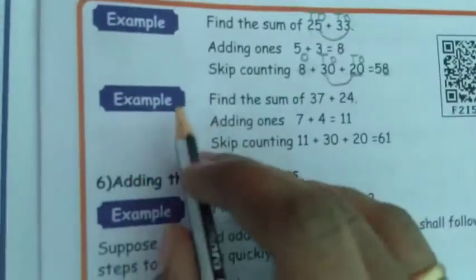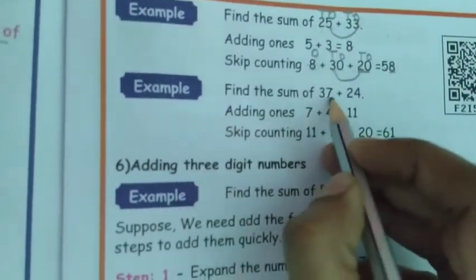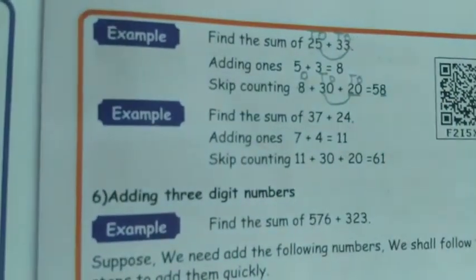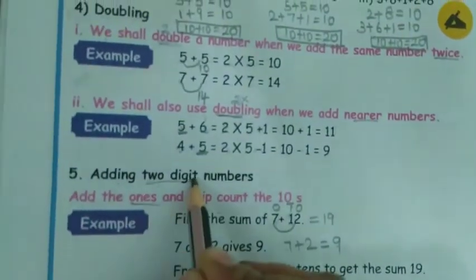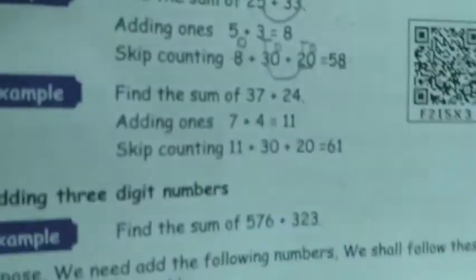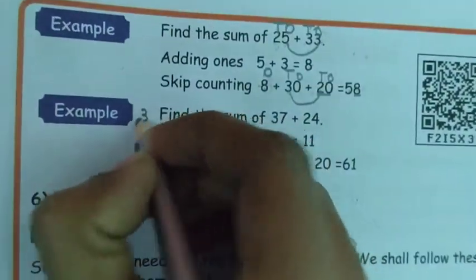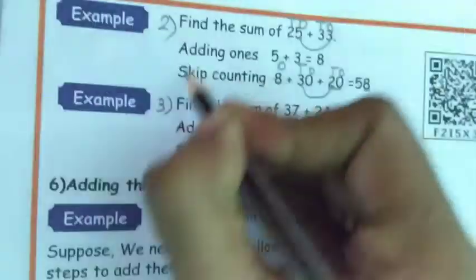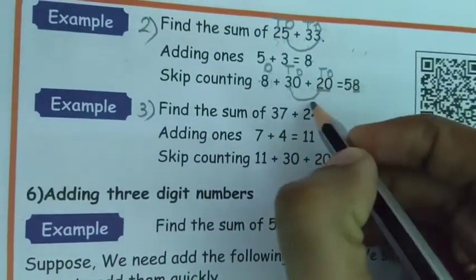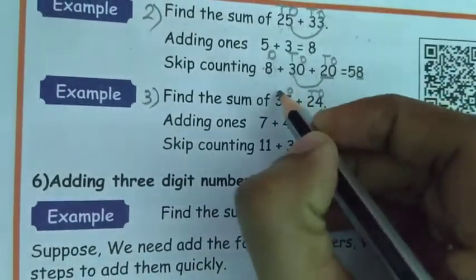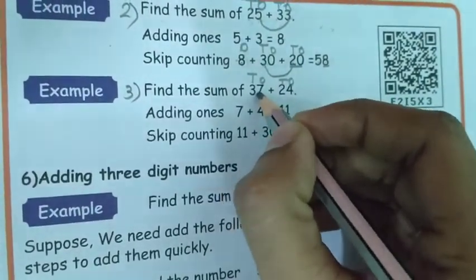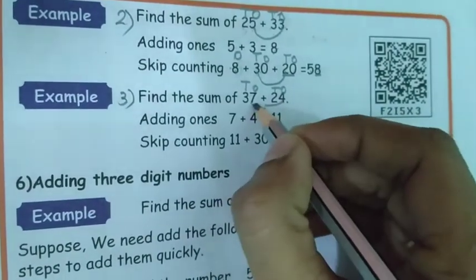Same like that, the third sum. Find the sum of 37 plus 24. This method is called what? Adding two-digit numbers. First put ones and tens. Ones, tens. Ones, tens. First adding the ones. In the ones place, 7 plus 4.